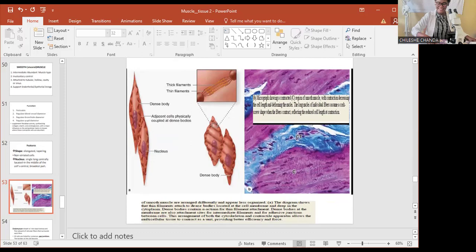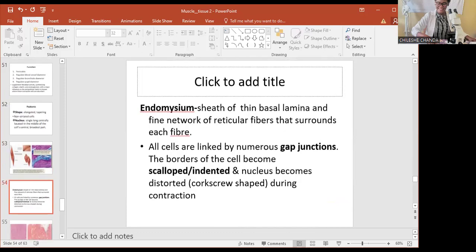They are obliquely arranged, and so even the way they are going to be working will be the same as the skeletal muscle, but the contraction will appear slightly different. The endomysium is a sheath of thin basal lamina and fine network of reticular fibers that surrounds each fiber.